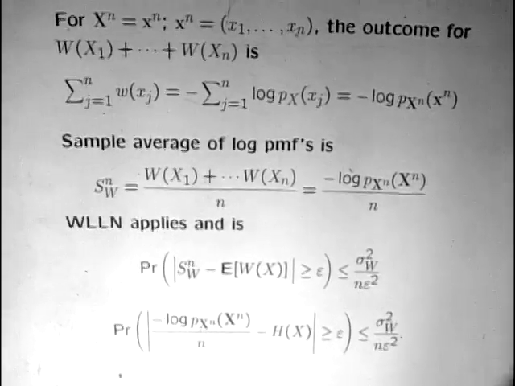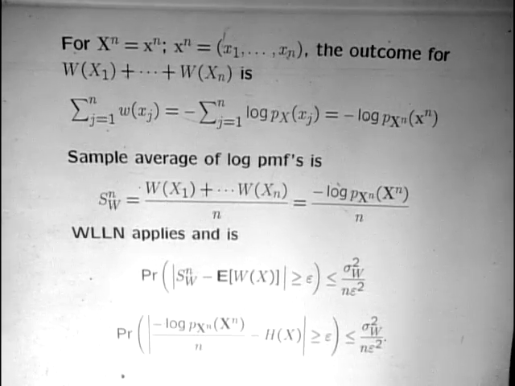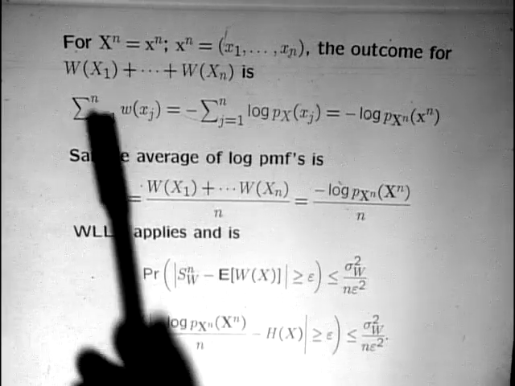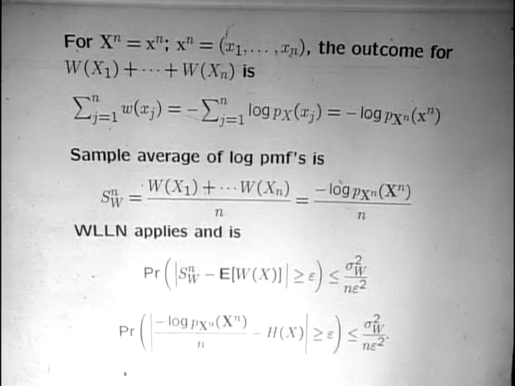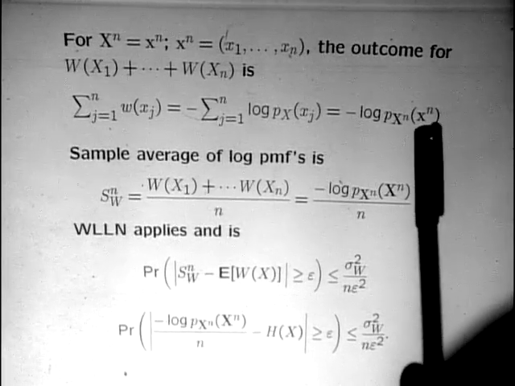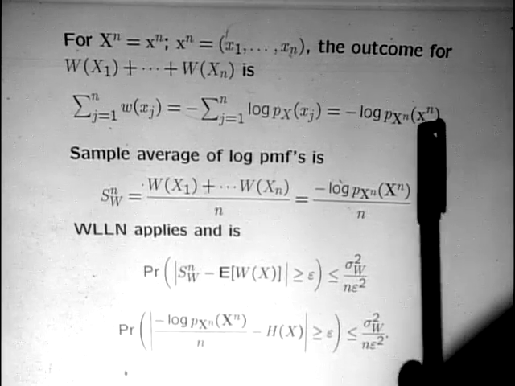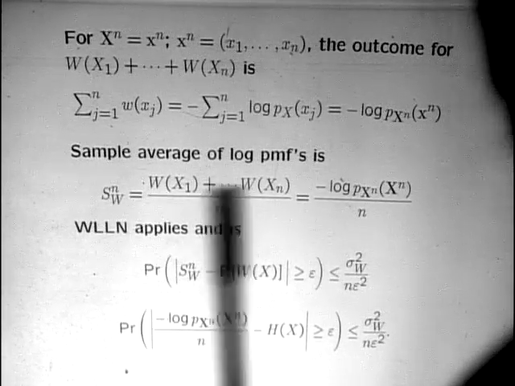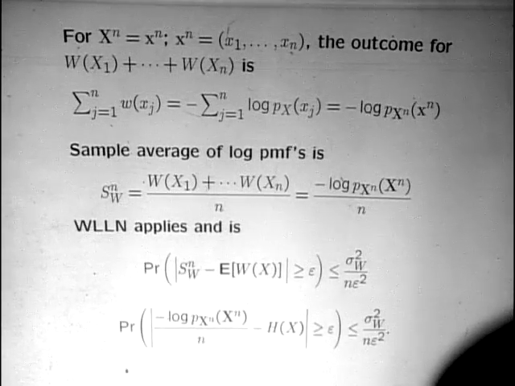Okay, so if I look at the sum of n of these random variables, the sum of these log probabilities is the sum of the log PMFs, which is minus the logarithm of the probability of the entire sequence. Okay? That's just saying the same thing we said before for two random variables. The sample average of the log PMFs is the sum of the w's divided by n, which is minus the logarithm of the probability divided by n.